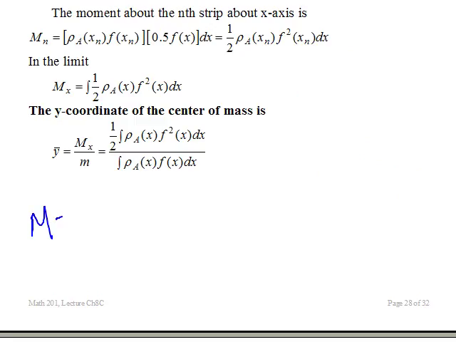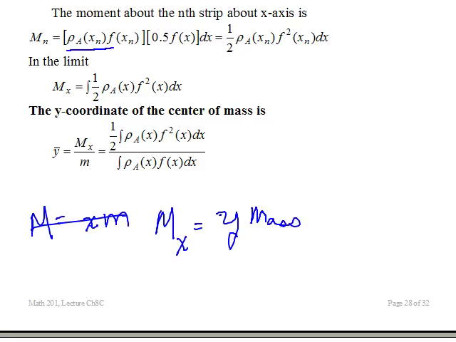Okay, remember that moment is distance times mass. In this case, because we're talking about the x-axis, it is the distance to the x-axis times the mass. Here's the mass, right here. That's the density times f of x, and then we have our dx. That will give us the total mass. The distance to the x-axis is half f of x. That's right here.